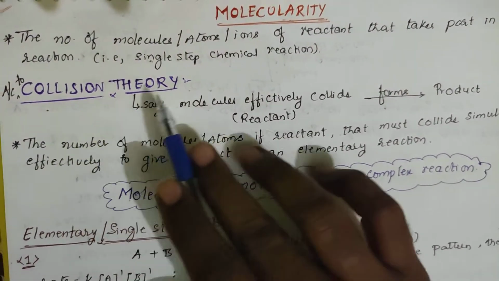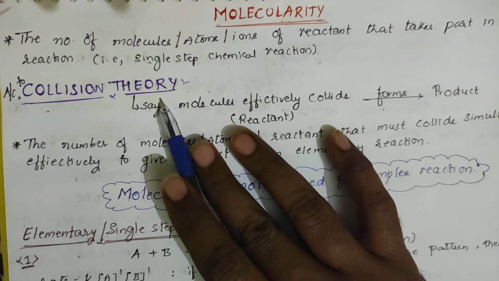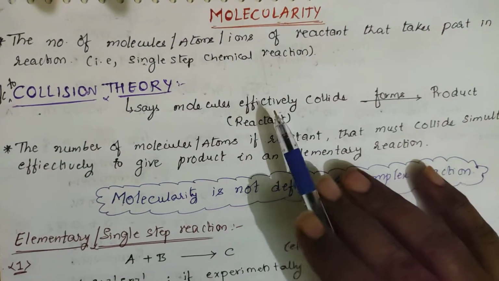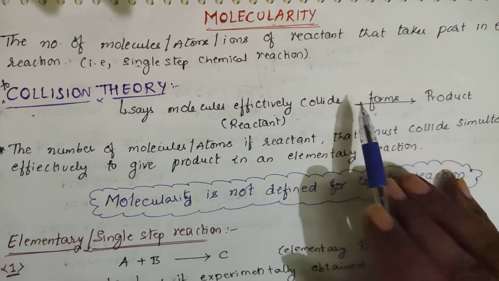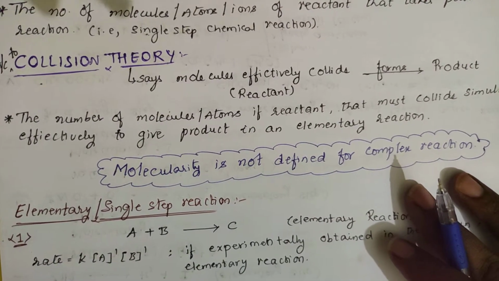There is one theory called collision theory. We will be learning it at the end of the chapter. What does this theory say? According to collision theory, molecules of the reactant should collide effectively to form product. Not only should they collide, but that collision should be effective.